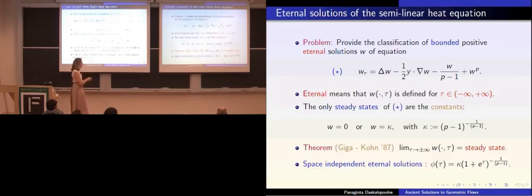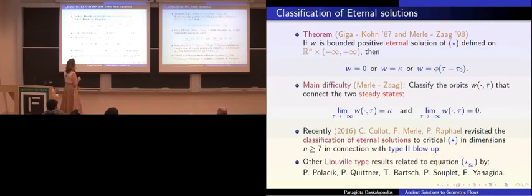And it turns out actually that to classify the orbits that connect kappa at minus infinity to 0 at plus infinity, and show that they are just the solutions of the ODE, which means that they are time dependent and they don't depend on space. This is a result by Merle and Zaag, an old result, 90-something, and it requires a lot of work.